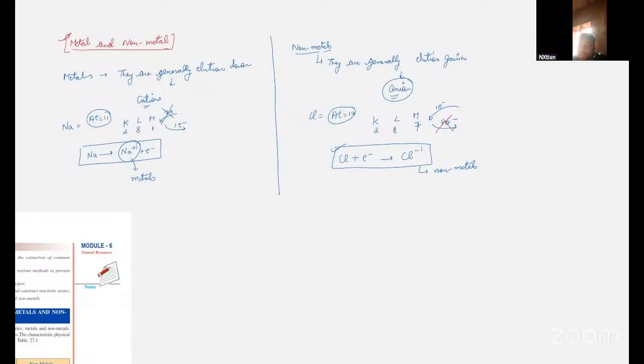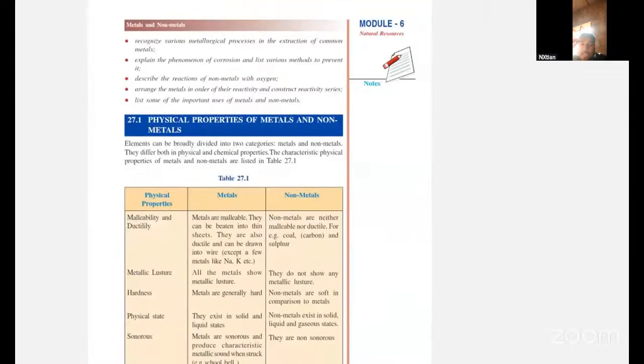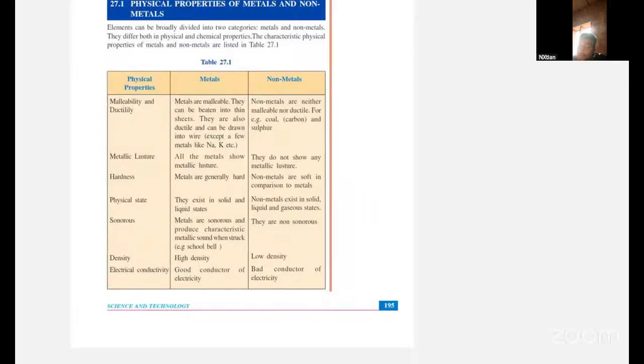Okay, guys. Now listen. We just learned how metals and non-metals are chemically different. Now we will learn about the physical properties. So please pay attention. First point is malleability and ductility. Malleable is the property of hitting with a hammer so that it can become a thin sheet.